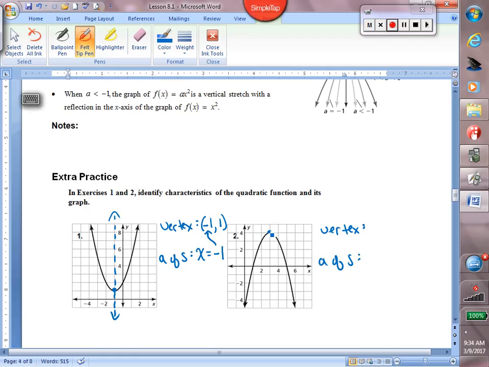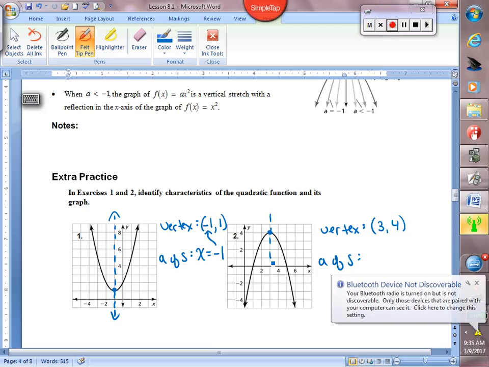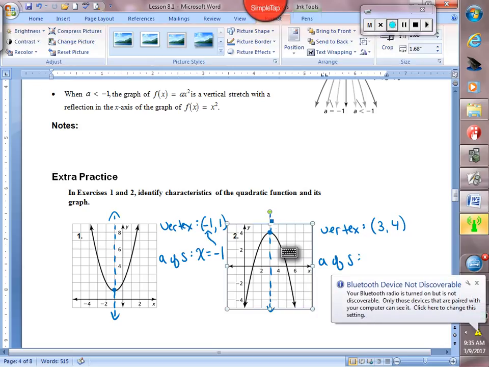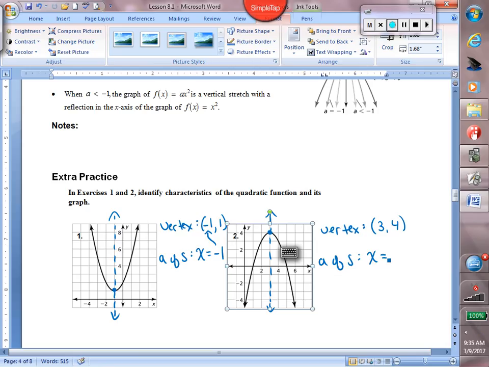Our parabola opens down, so our vertex is our highest point. The coordinates for that vertex will be at 3, 4. The axis of symmetry, again, it's a vertical line. So since it's a line, we have to have an equation to represent that line. The equation of a vertical line is always x equals, and along that whole vertical line, x equals 3. Notice it's the same value as the vertex.